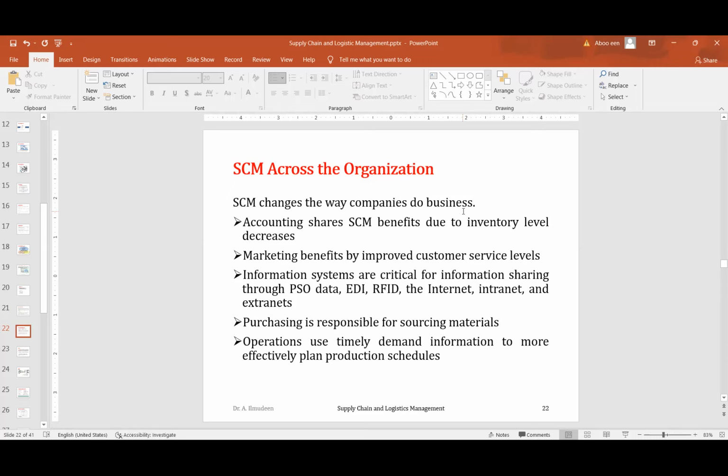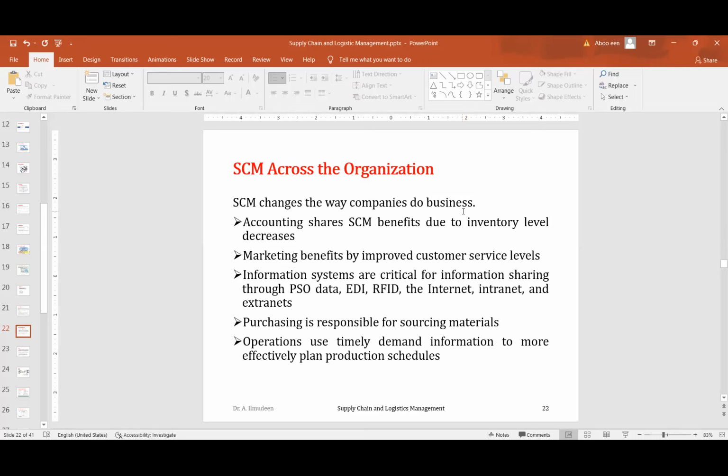So the accounting departments are very much alert, and they can share some critical information with the relevant department for the smooth operation of their business activities. At the same time, the marketing department also benefits from improved customer service levels. The marketing department can look at and monitor customer behaviors, the competitive position in the market, new products, market size, and various marketing strategies, and they can feed some insight to the supply chain management system to improve it.